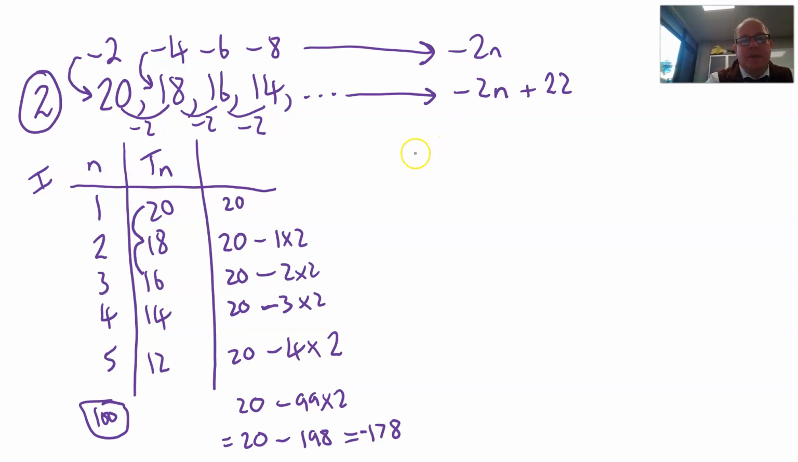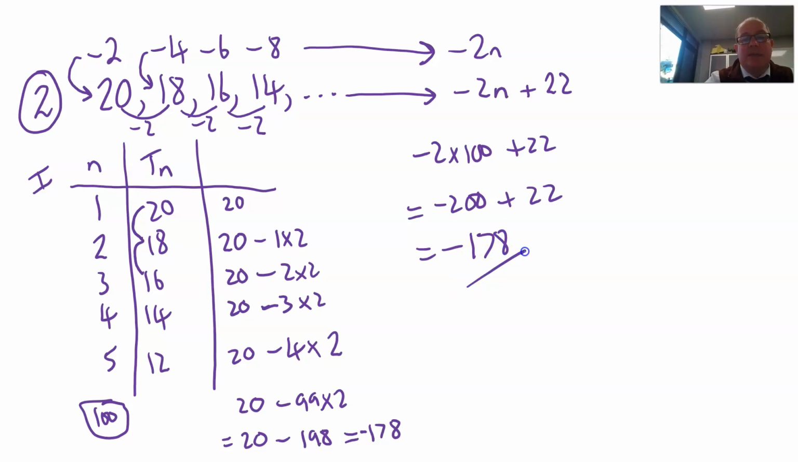And let's try it. So minus 2 times 100, add 22 equals minus 200, add 22, giving me, thankfully, the same answer, minus 178. So I either got it wrong the same twice or I got it right the same twice. Don't worry, I got it right. Okay, that's it. That's sequences and patterns in a nutshell.